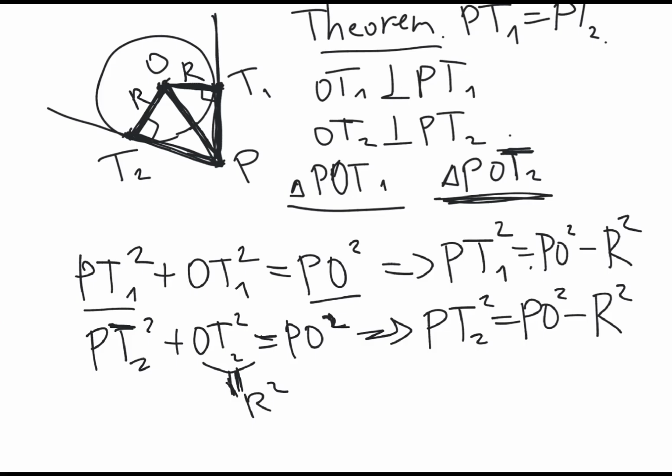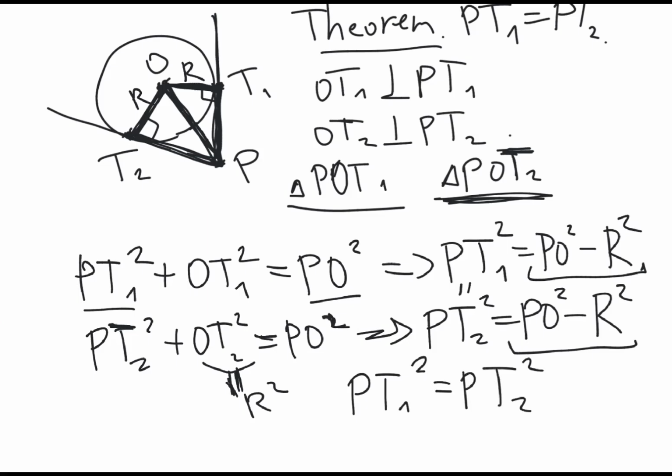So the right hand sides of these equalities are the same, therefore the left hand sides are the same. So from this we conclude that PT1 squared is equal to PT2 squared, and since the length of a segment is always positive, we can remove the squares. So they are equal without squares. And this is basically what we needed to prove, that these two segments are equal. So this concludes the proof.